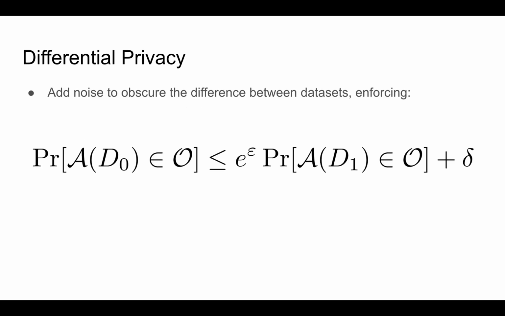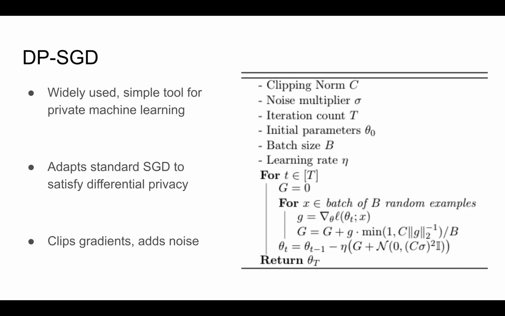This talk concerns differential privacy, a probabilistic notion of data privacy whose strength is parameterized by some value epsilon. The lower epsilon is, the more private, but also potentially the less useful the algorithm is. DPSGD is a popular private machine learning algorithm which adapts standard SGD to a differential privacy constraint. The way it does this is by first clipping gradients and then adding noise in every iteration.